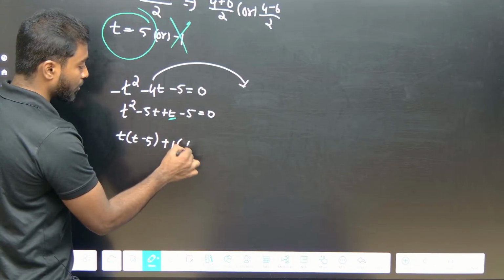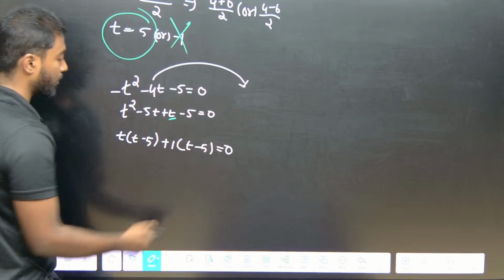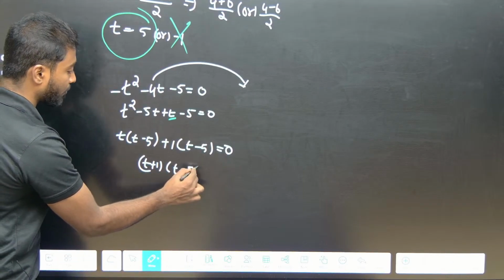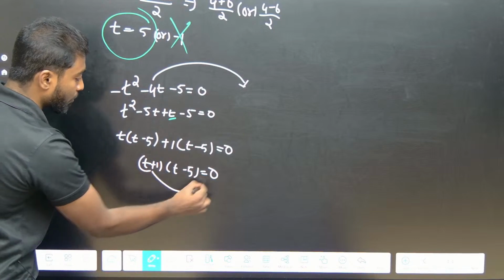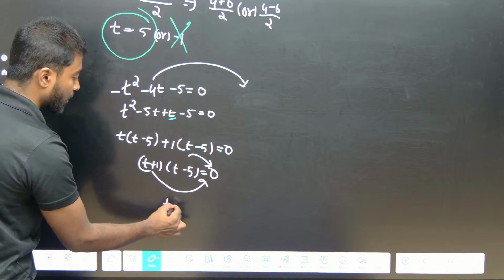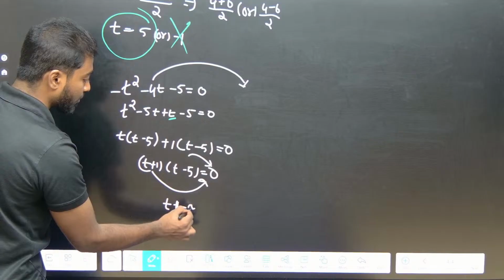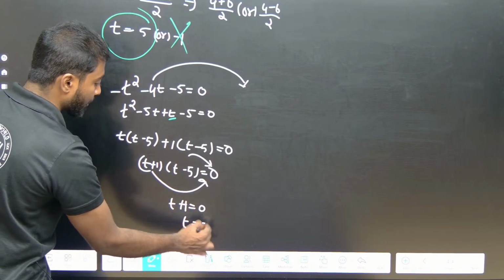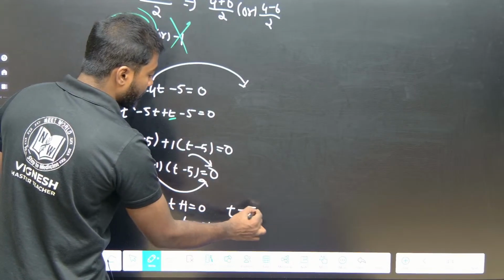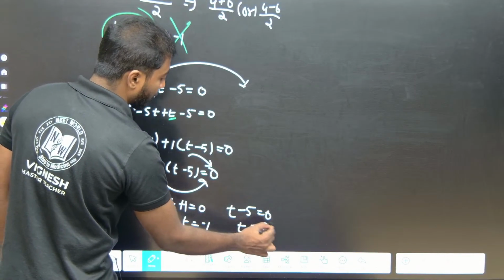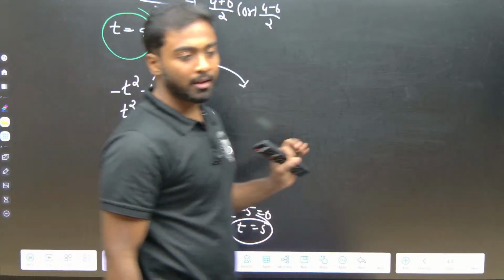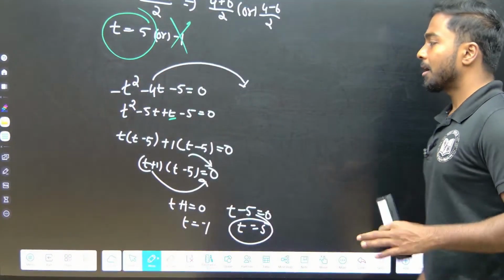plus 1 into t minus 5 will be equal to 0. So t plus 1 into t minus 5 will be equal to 0. Equate these two factors to 0. So t plus 1 equals 0, t will be equal to minus 1. t minus 5 equals 0, in the sense t will be equal to 5. Am I getting the same answer? Understood? Yes. So this is another method.